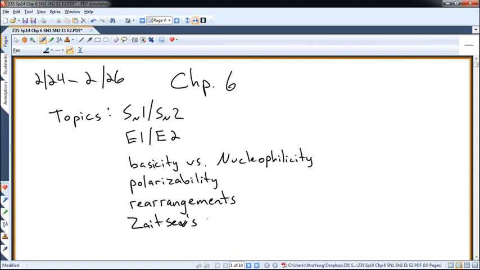Zaitsev's, that's a V. Zaitsev's rule. And then last but not least, a little bit of an introduction to synthesis, which in my opinion is the whole point of learning organic chemistry, or doing organic chemistry too.